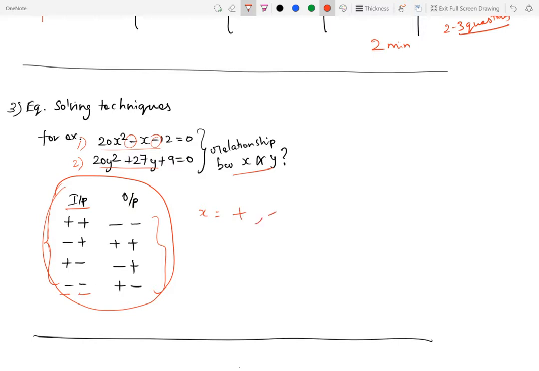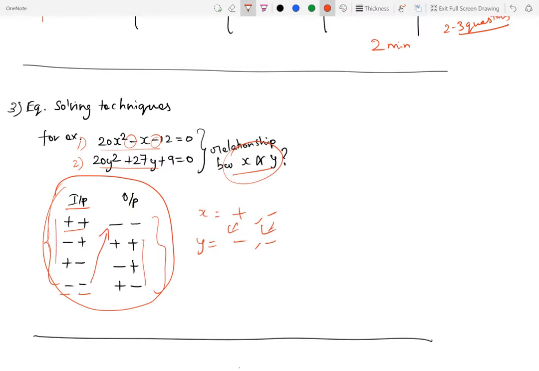Here y is plus and plus. So what should be the output signs? Minus and minus. Then we have to compare and it will be very easy to determine the relationship. So you should not forget these steps. Plus plus, minus plus, plus minus, minus minus, the only thing is minus minus should come there and everything will follow the same.